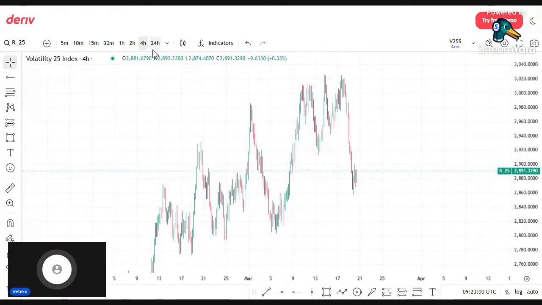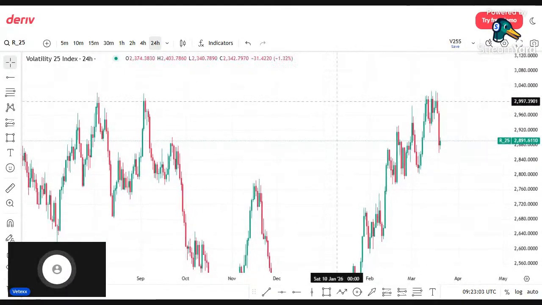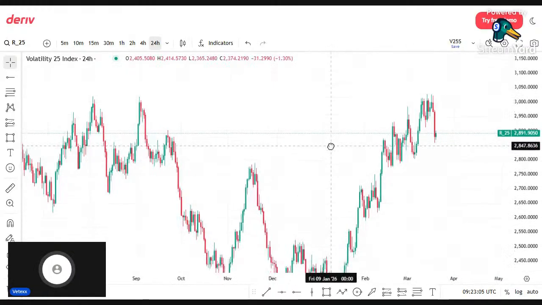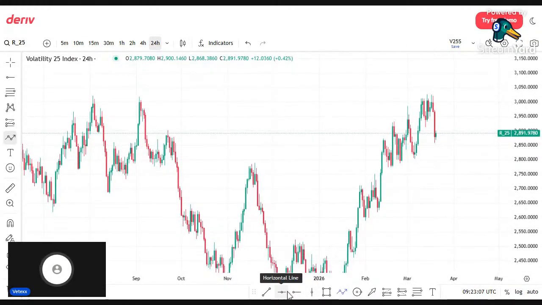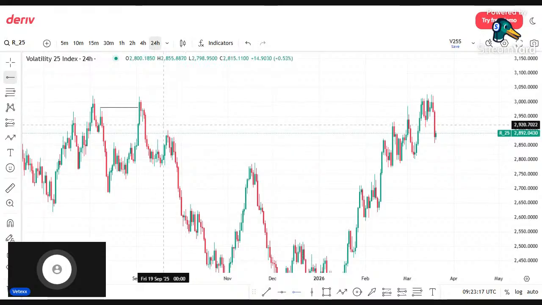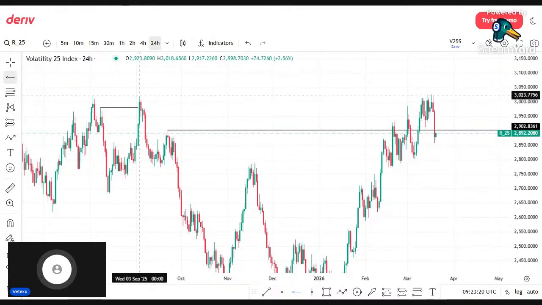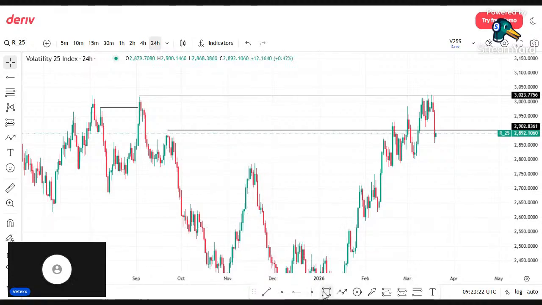V25 on the 24-hour time frame is bearish. So currently we don't have anything. There's nothing we can trade yet until price gives us a continuation setup. Let's see on the 4-hour time frame. Then we'll look for our continuation on the 1-hour time frame, and then another continuation on the 1 hour. So this is what we have on V25 one index.